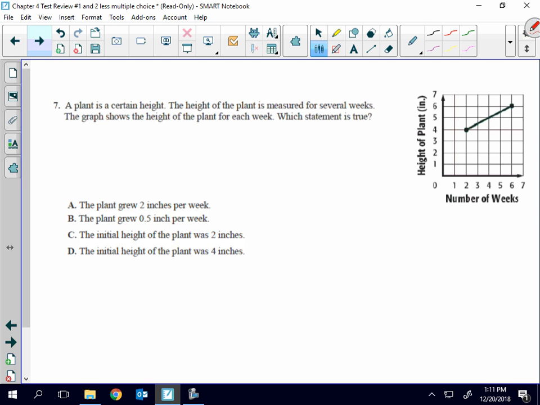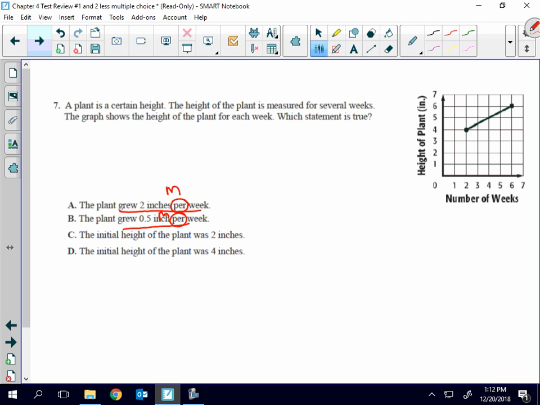A says the plant grew 2 inches per week. We know that keyword means we're looking for slope, so is the slope 2? B says the same thing. Is the slope 0.5? So again, this is M.